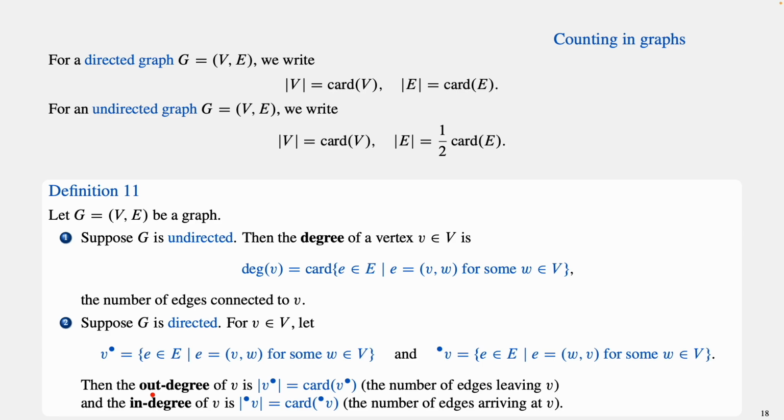And then we say the out degree of the vertex V is the cardinality of this set V out. So the number of edges leaving from vertex V. And the in degree of vertex V is the cardinality of the set V in. So the number of edges arriving at the vertex V.